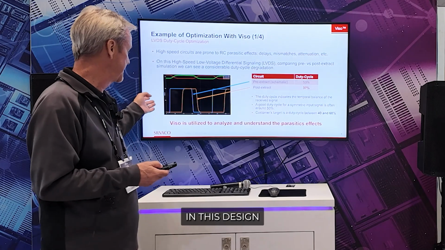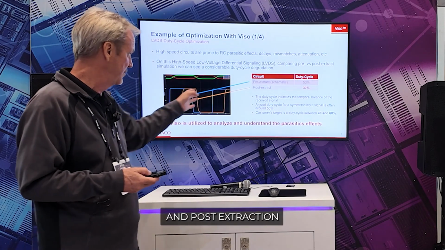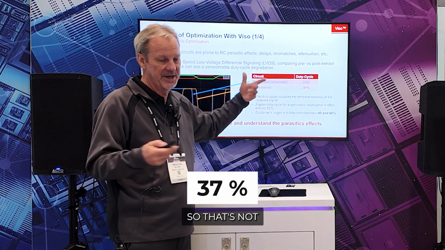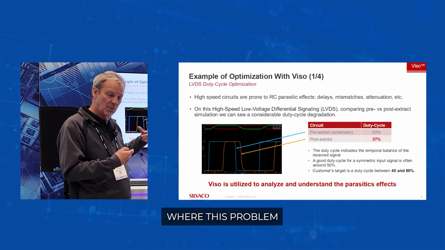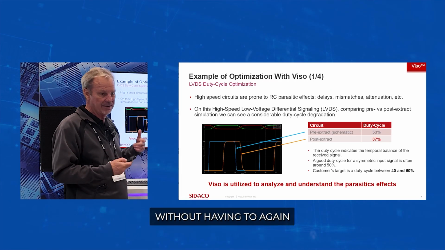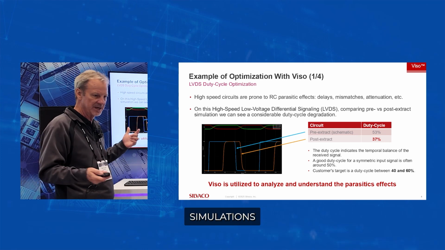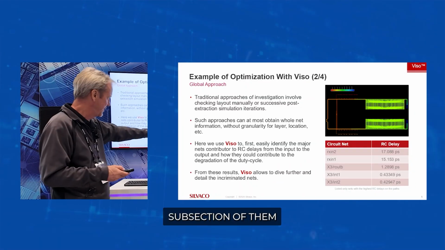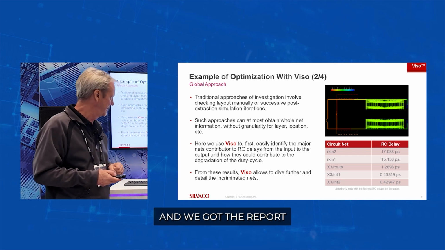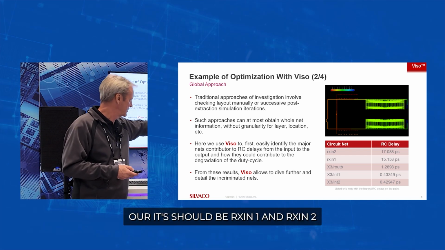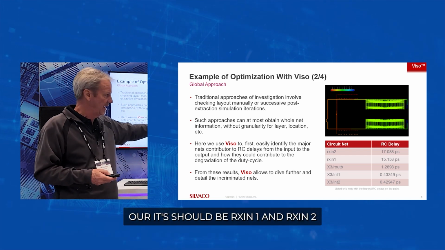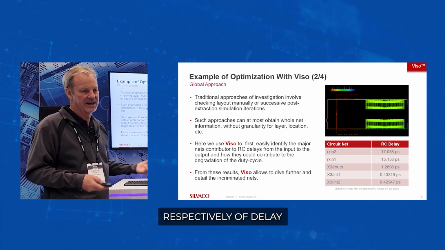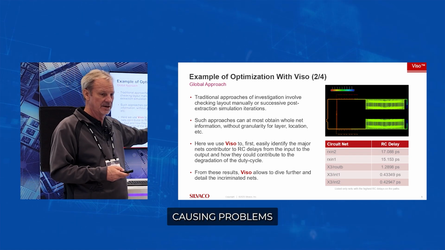You can see in this design, we actually did extraction and ran simulation post-extraction, and it ended up at 37%, so that's not quite enough. We want to analyze where this problem might be without having to, again, go into the lengthy simulations. We've done a delay analysis, this is a subsection of it, and we got the report, and it says RxN1 and RxN2 have 17 picoseconds and 15 picoseconds respectively of delay. So those are the ones that are most likely causing me problems.